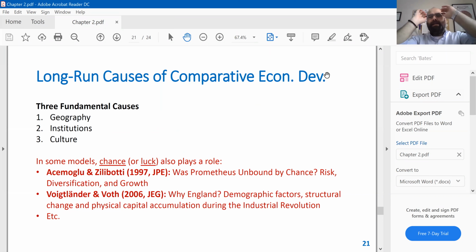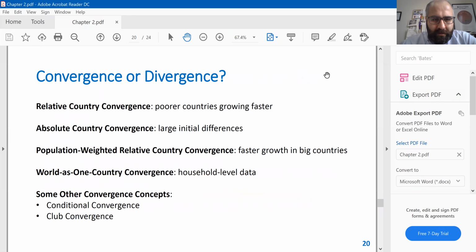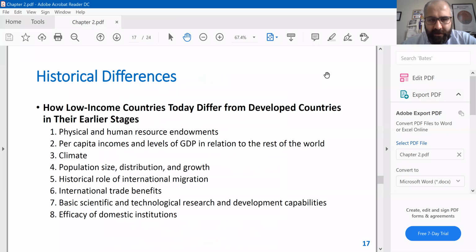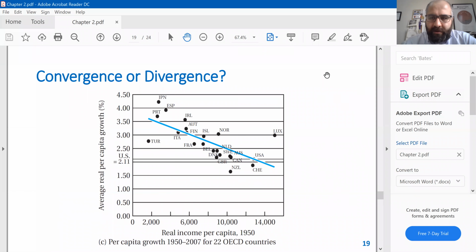Now, that's going to become the last part. But let me give the floor to you if you have questions or comments about these historical differences and the concepts of convergence or divergence. Anything?